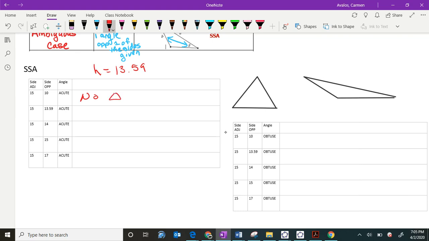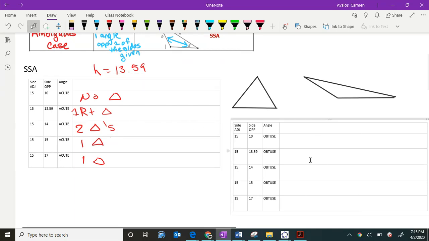We have 15 as the adjacent side. This is equivalent to that, so we have one right triangle. If it's 14, that means it's between 15 and 13.59, so we have two triangles. If the adjacent side and the opposite side are equal, that's an isosceles triangle, and we have one triangle. And if it's 15 and 17, that means it's greater than the adjacent side, so we have one triangle as well. And so there you go.